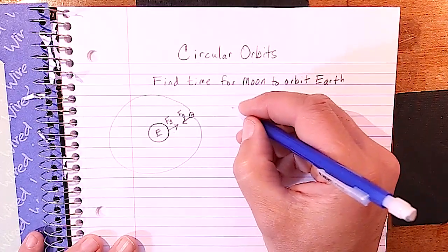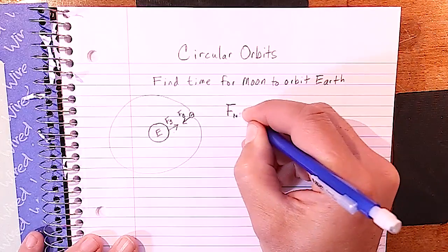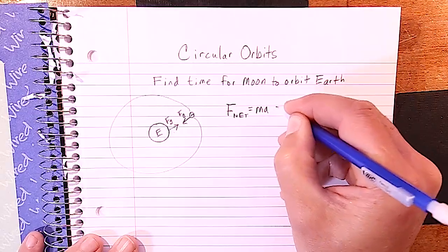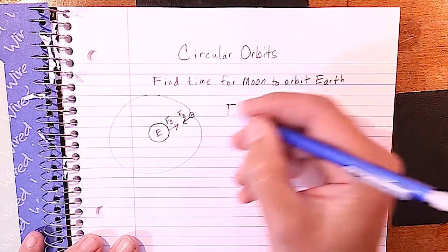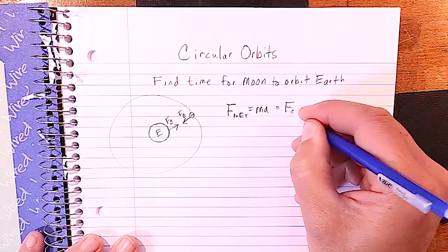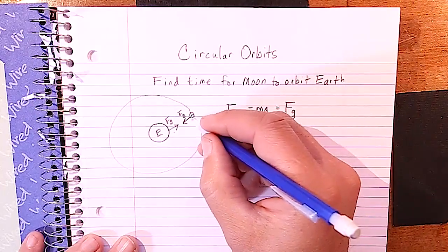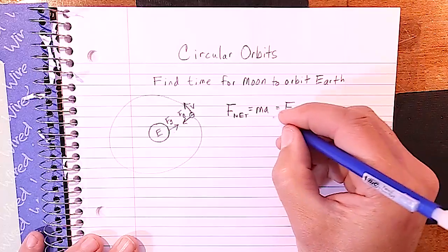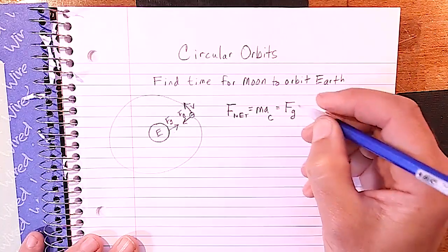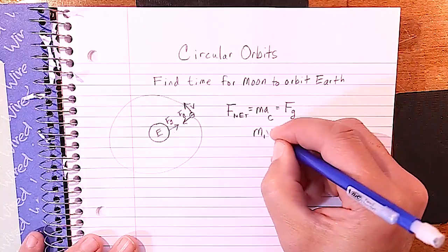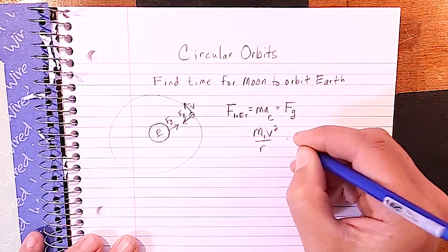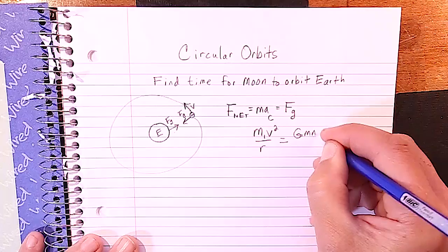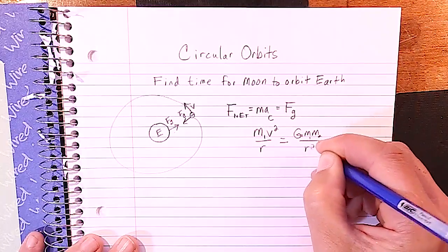Well, let's do a net force equation on the moon. So that's going to be F net equals ma equals, well, what forces are acting on the moon? That's only going to be Fg. Now, this is a force that is perpendicular to the velocity, so this is a centripetal force. So we can rewrite this as m1 v squared over r is equal to, and what's that force of gravity? Well, that's G m1 m2 over r squared.